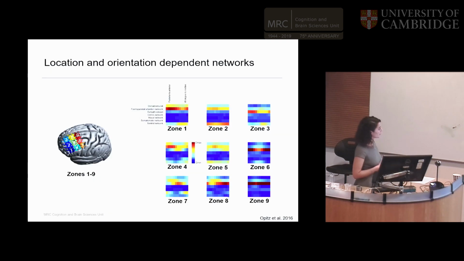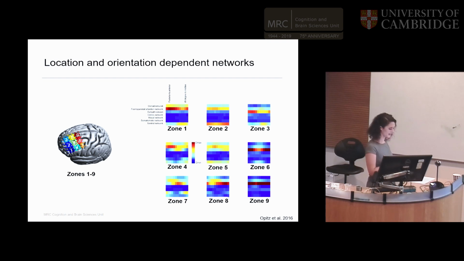So we know that the exact location as well as the angle of stimulation is really important from this nice work by Apitz et al. So they said, let's imagine 9 different zones that we're going to stimulate in the dorsolateral prefrontal cortex. All of them will count as DLPFC.